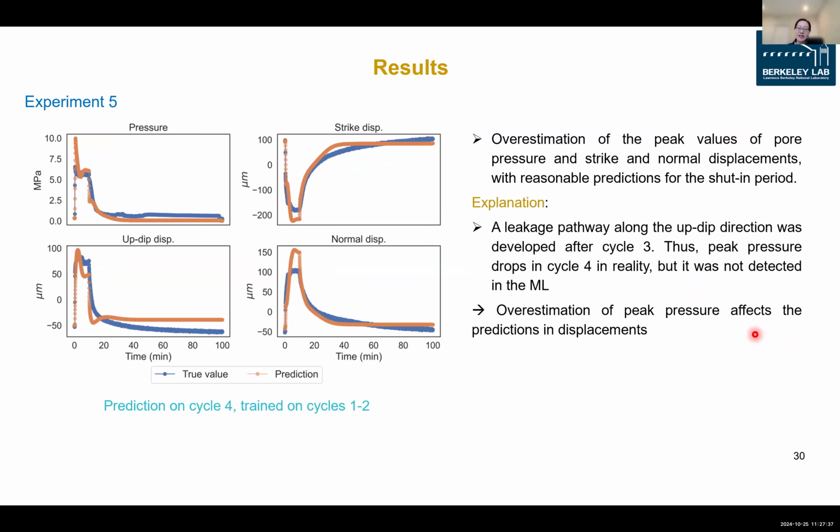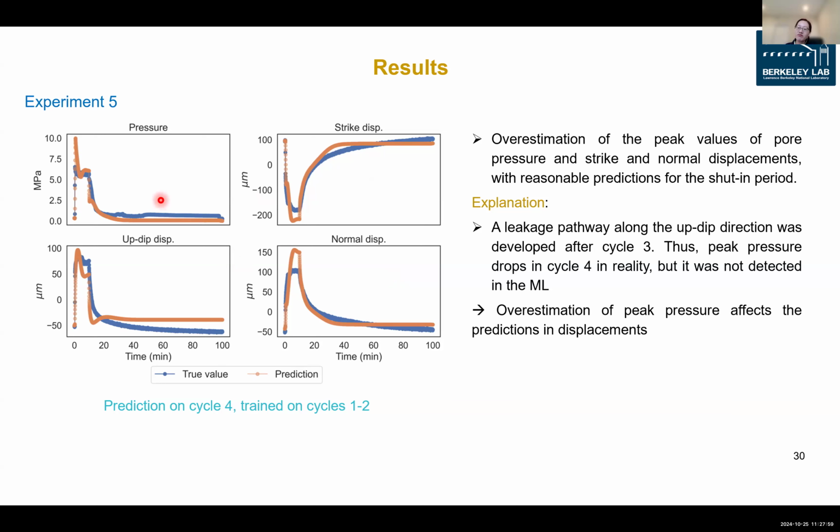And further, we tested using cycles 1 and 2 to predict cycle 4. We see that there is an overestimation of the peak value of the pore pressure and also the strike and normal displacement. But the predictions during the shut-in are reasonable.